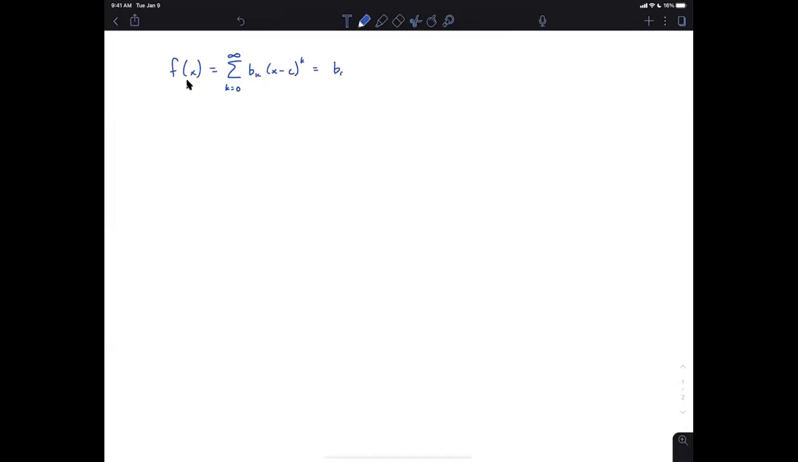We get b0 for k equals 0. It's b0 times x minus c to the 0, but x minus c to the 0 is 1, so we just get b0. And then if you plug in k equals 1, we get b1 times x minus c to the first. If you plug in k equals 2, you get b2 times x minus c squared, b3 times x minus c to the third, b4 times x minus c to the fourth, and so on.